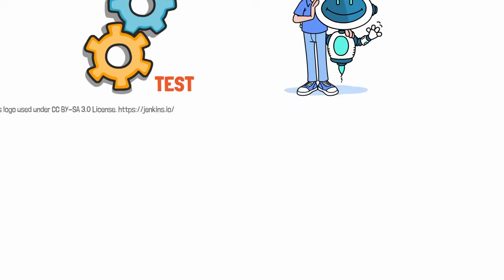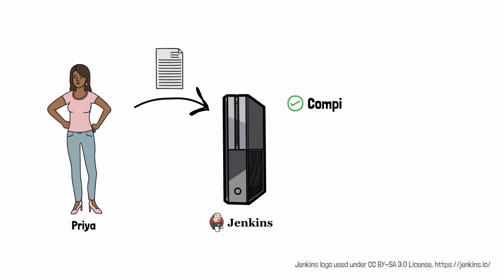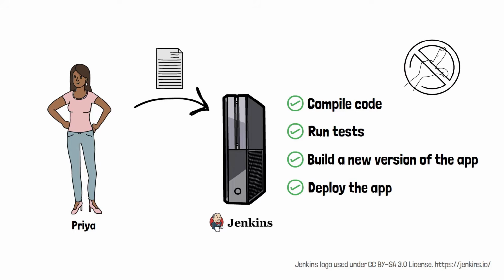Jenkins is like an assistant for software development. Every time Priya writes or updates a piece of software, Jenkins can compile the software to ensure it is written correctly, run tests to make sure everything works as expected, create a ready-to-use version of the software, and deploy it to a server and make it available for users. All this can happen without lifting a finger.